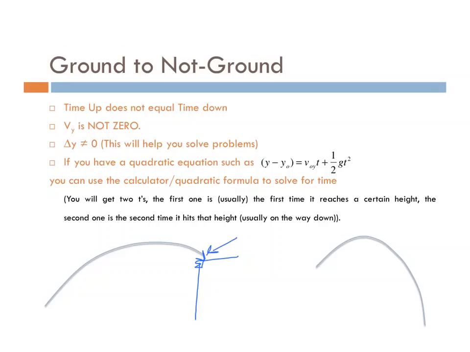One of the other things is our displacement in the y direction, again, is not equal to 0. And actually, that might help you solve problems if you know the height at which it lands. Also, if you have a quadratic equation, such as final position minus initial position is equal to v naught y times t plus 1/2 g t squared, again, this does take the form of a quadratic equation, then you can use your calculator or the quadratic formula to solve for time, t.